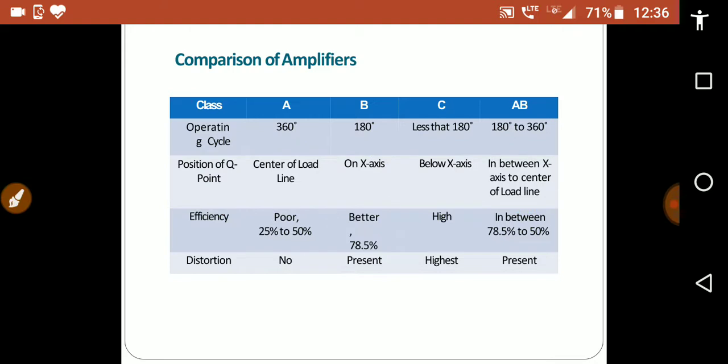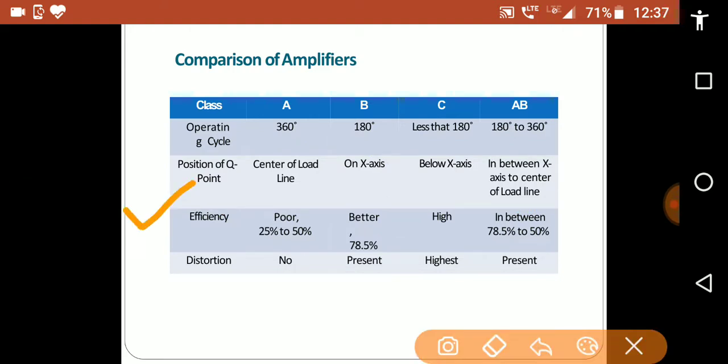The third parameter is efficiency. In case of class A amplifier, the efficiency is very poor. It varies from 25% to 50%. In case of class B amplifier, it is better and it is 78.5%. In case of class C amplifier, it is high. And in case of class AB amplifier, it is between 78.5% and 50%.